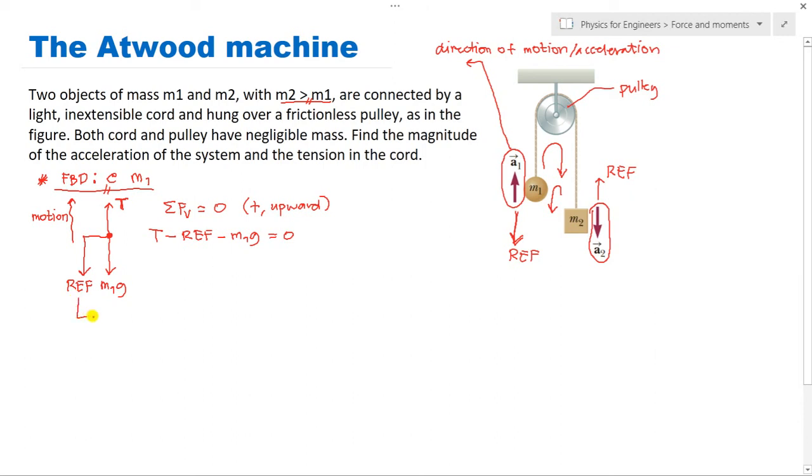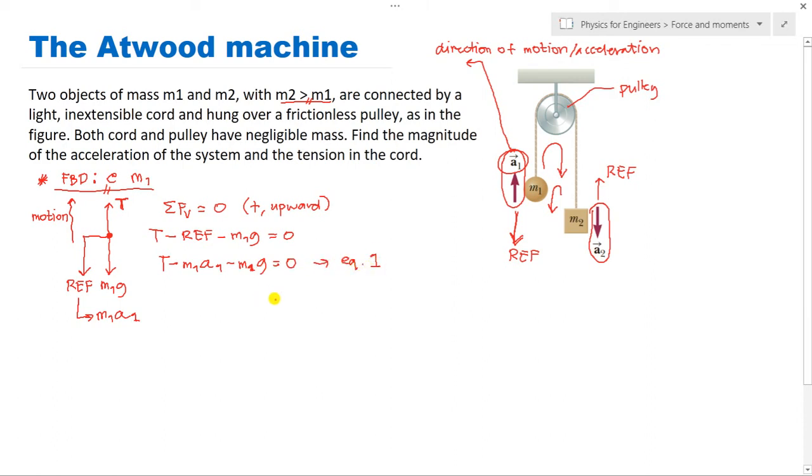This is equal to our mass, and since our mass is m1, we have m1 multiplied by the acceleration of the first. Since given a1, we will label it. If we substitute, we now have T minus mass 1, acceleration 1, minus mass 1 G is equal to 0. So this would be our first equation.